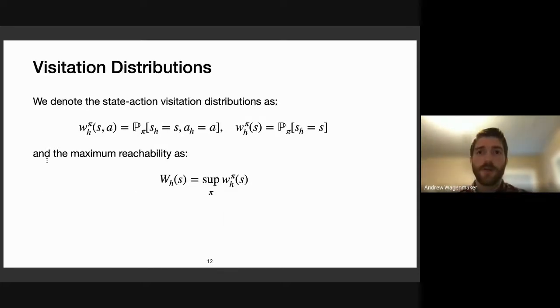And then the final thing I'm going to introduce is this notion of a state action visitation distribution. We'll denote by W_H^pi(S, A) the probability that at time step H you are in state S and play action A under policy pi. Similarly, W_H^pi(S) is the same thing, but defined without the A. We're also going to introduce this notion of maximum reachability, which we denote with an uppercase W. This is basically how easily you can reach state S if we play the policy that is most likely to reach it. So it's just a sup over all policies pi of W_H^pi.